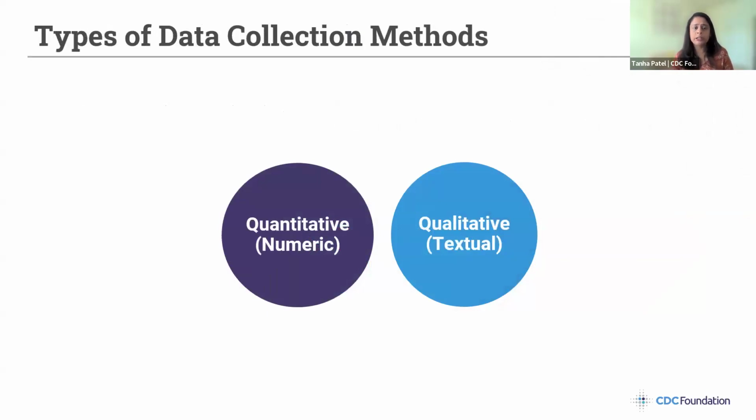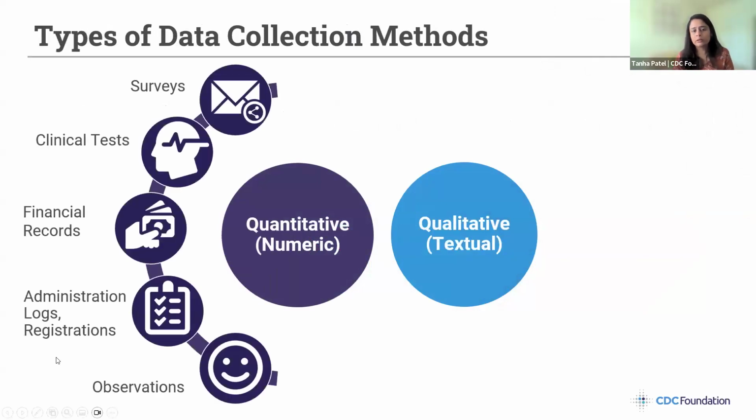So earlier we talked about indicators being either quantitative or qualitative. Quantitative are number-based and qualitative are textual. Examples of quantitative data collection methods are surveys, tests such as clinical tests or psychological tests. I still think about my SATs and GREs. Your administrative data logs such as registrations, attending training lists, or your observations of things and places.